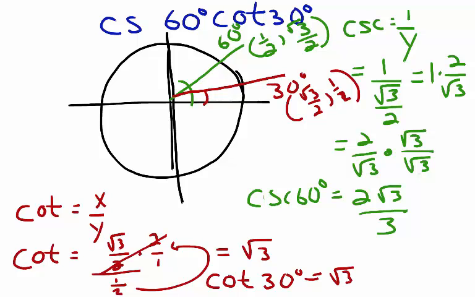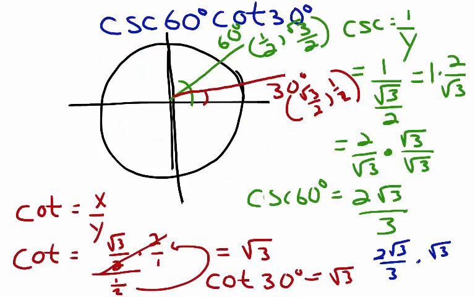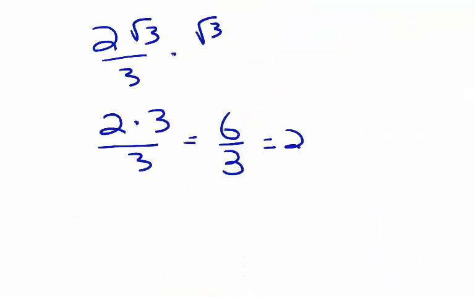So now, because our original problem asked us to multiply cosecant of 60 degrees by cotangent of 30 degrees, we'll multiply 2 square root 3 over 3 by the square root of 3. This gives us 2 times 3 over 3, which equals 6 over 3, which equals 2. So cosecant of 60 degrees times cotangent of 30 degrees is equal to 2.